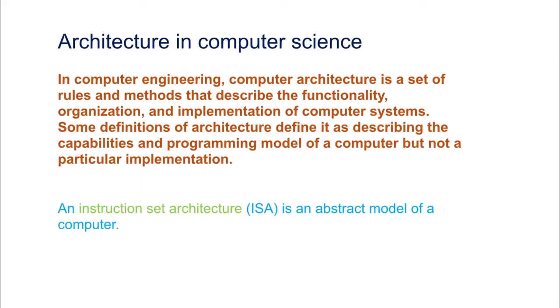We come back to see why we use the option -m i8086. Firstly, we need to go through a concept, architecture in computer science. In computer engineering, computer architecture is a set of rules and methods that describe the functionality, organization, and implementation of computer systems. Some definitions of architecture define it as describing the capabilities and the programming model of a computer, but not a particular implementation. Do you understand this? At least I don't think I understand this very well.